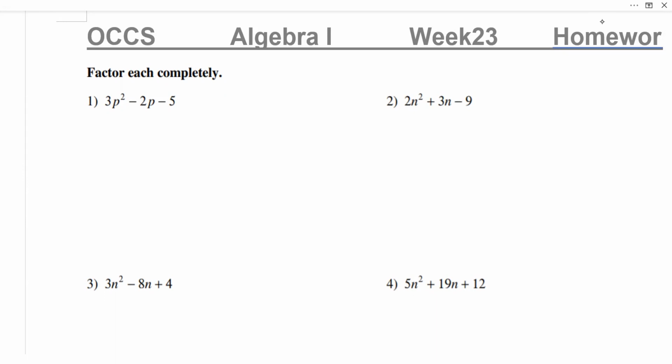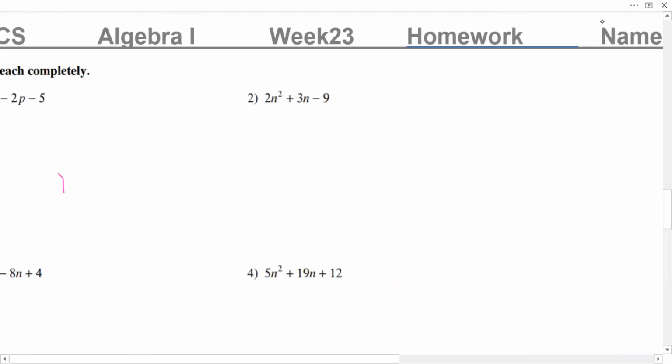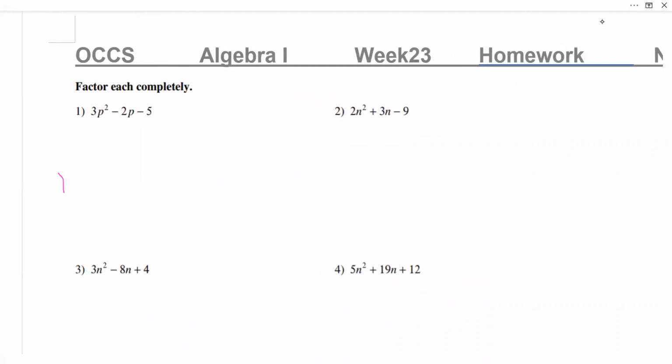Okay, let's see the last four homework here. So this one, let's practice here. All right, see, this is A times C here equals what? Negative 15. So we need to factor into what? The sum of them will be negative 2. Actually, negative 5 times positive 3, right? So actually this one will be easy. So 3p.